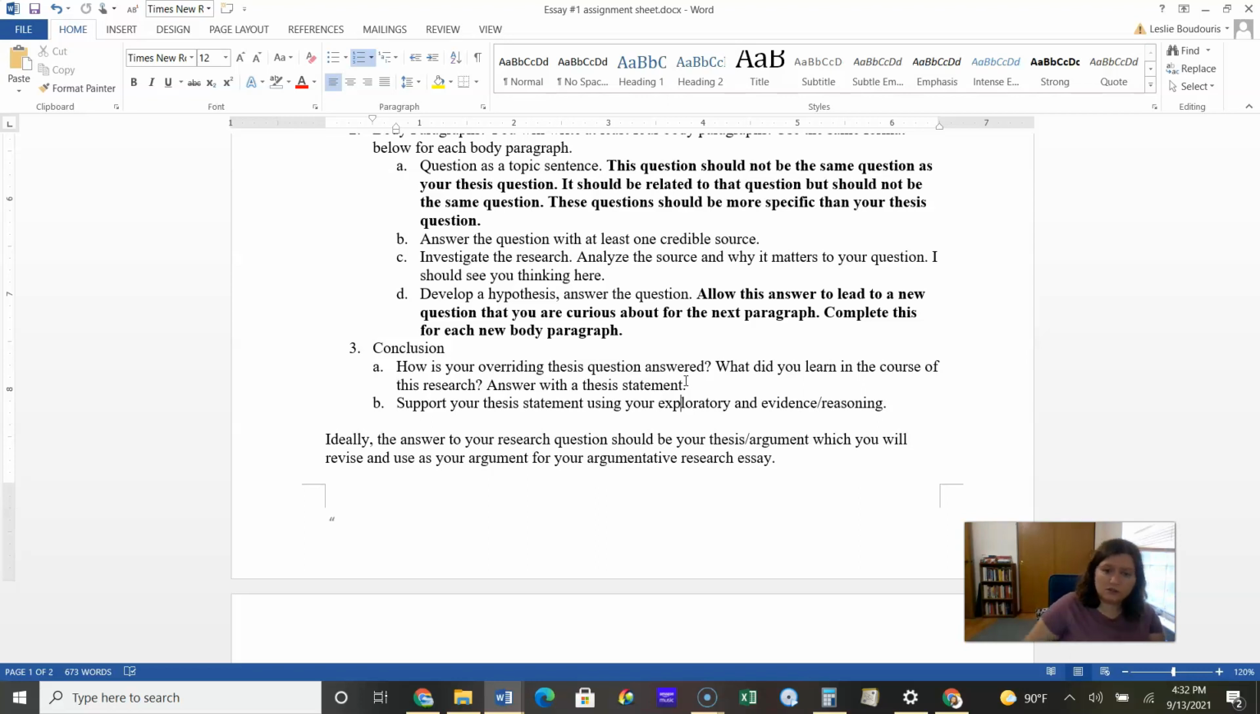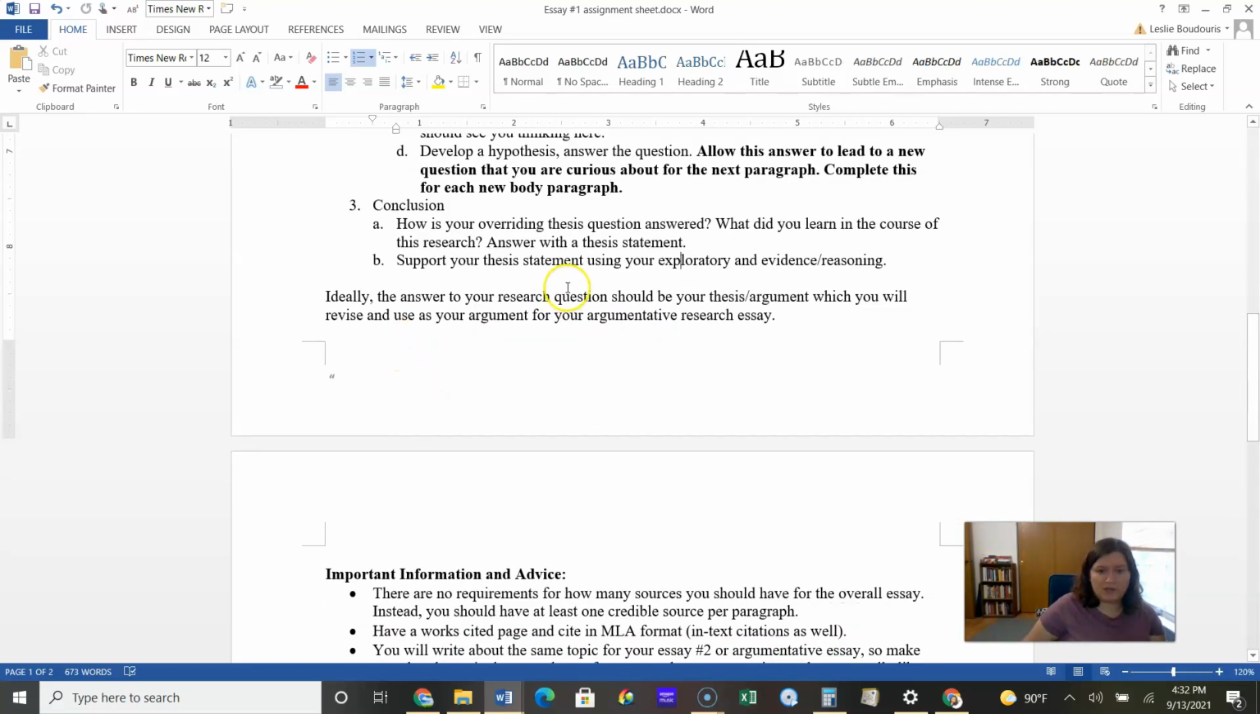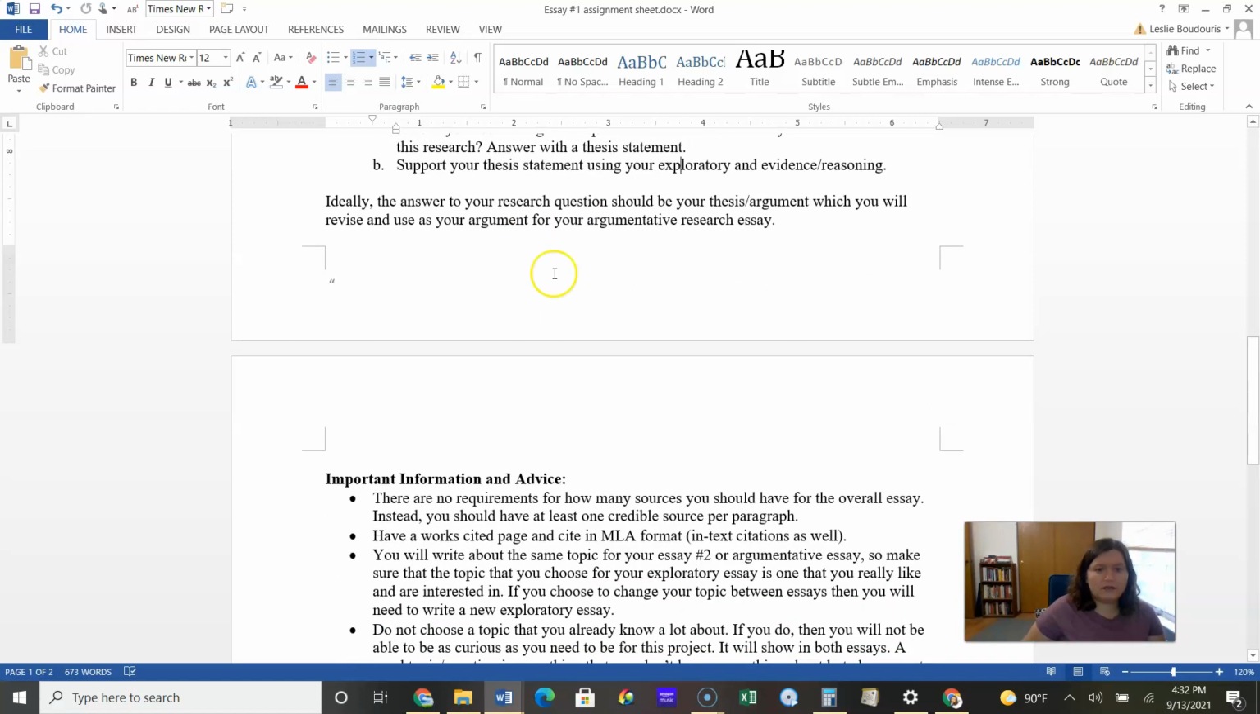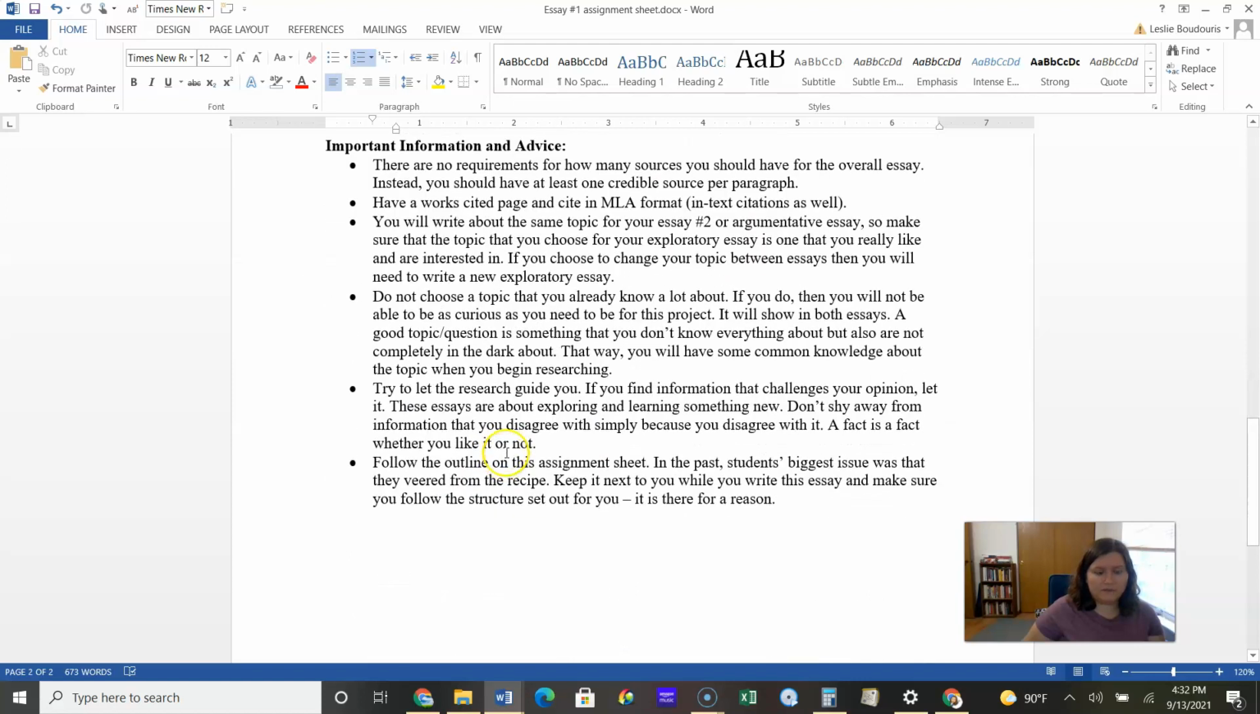In your conclusion also, support your thesis statement using your exploratory evidence and reasoning. So ideally, again, like I said, it should be your working thesis for your essay number 2. A lot of this should be written in MLA format. Have a works cited page and in-text citations like I talked about in the MLA format video.